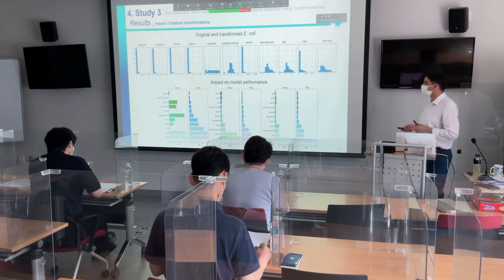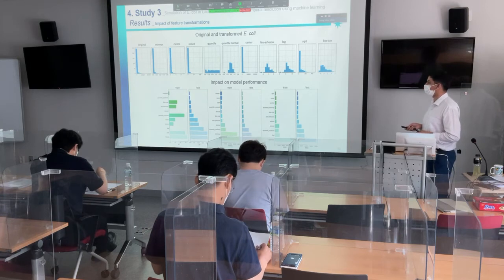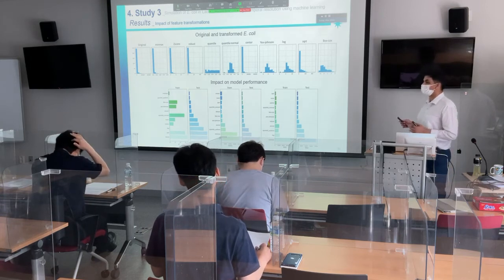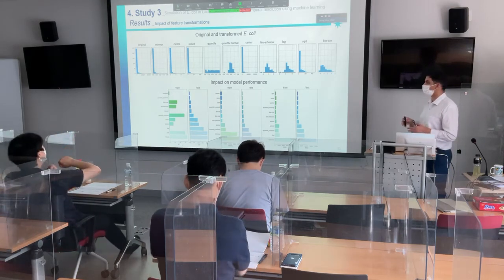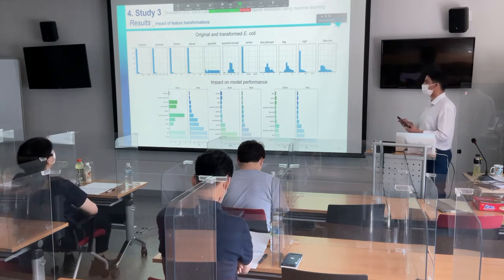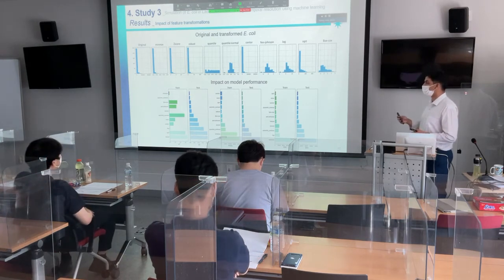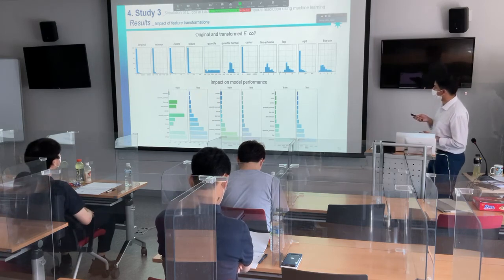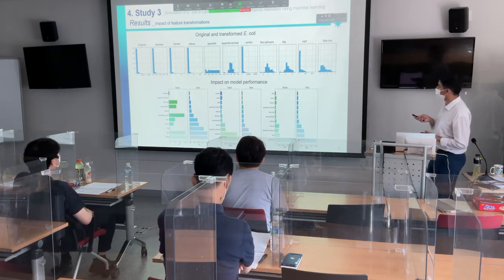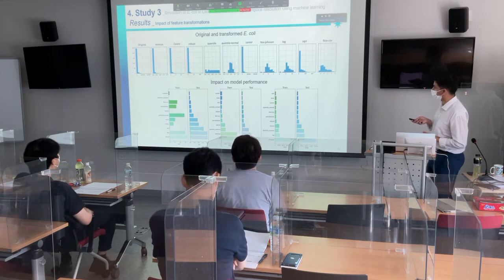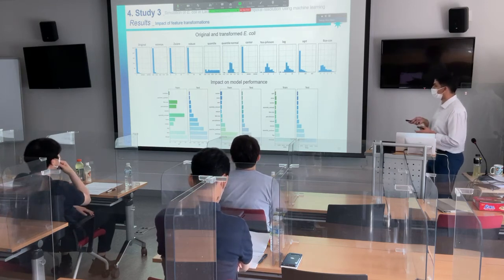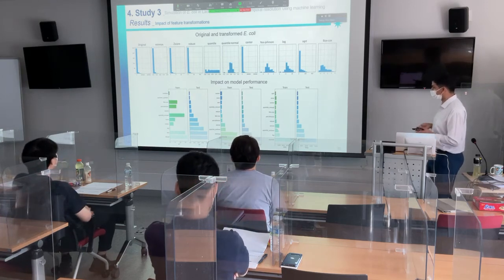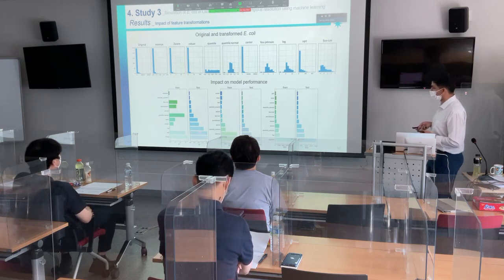Another observation that I made from these plots is that making the data distribution more Gaussian-like does not necessarily help in improving the model performance. For example, here we see the log transformation, these two power transformations, and the quantile normal transformation. They all convert our original data into more Gaussian-like, but however, the best performance is not obtained using these transformations.